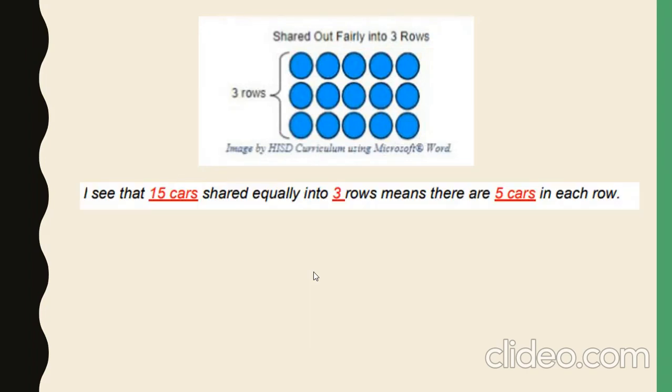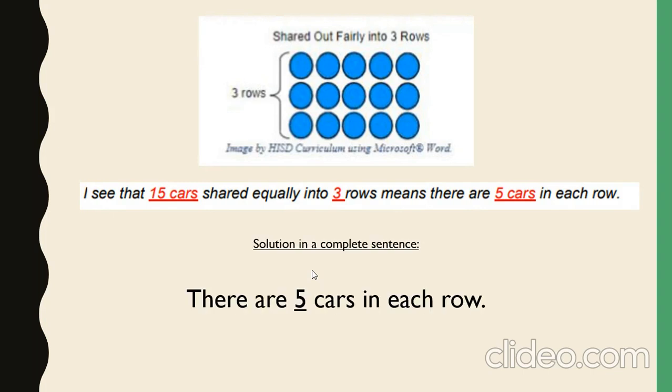Let's conclude our solution. I see that 15 cars shared equally into 3 rows means there are 5 cars in each row. So in a complete sentence, we can say there are 5 cars in each row.